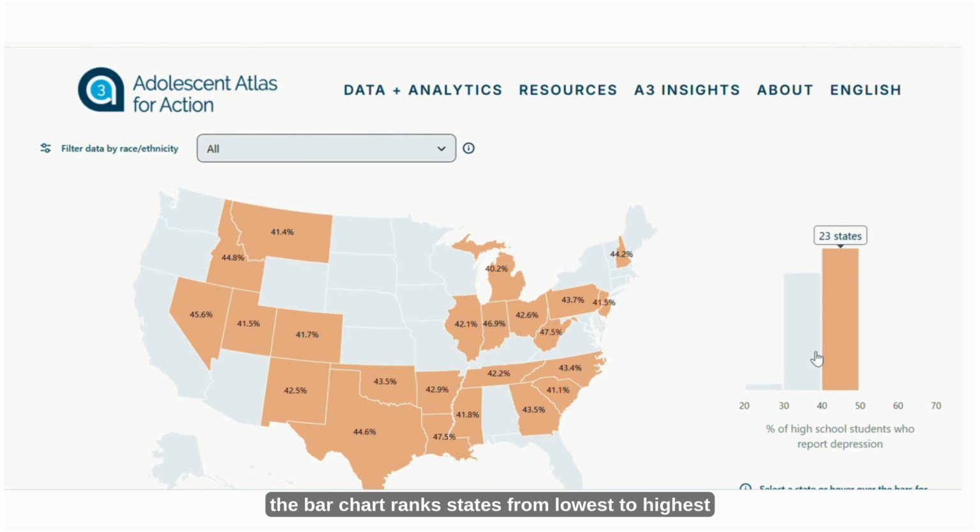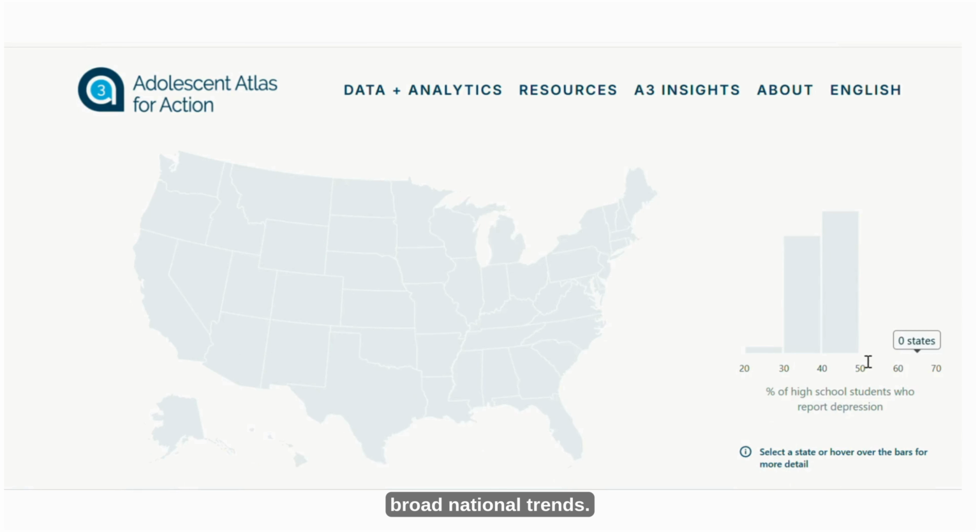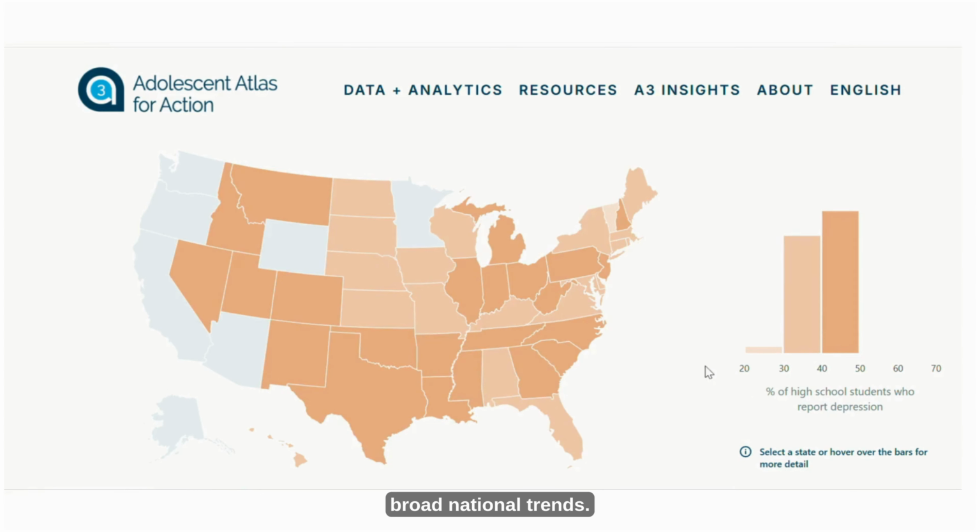Next to the map, the bar chart ranks states from lowest to highest prevalence. Clicking on a bar shows all states at the same level of depression. Use this view to compare states, spot outliers, and recognize broad national trends.